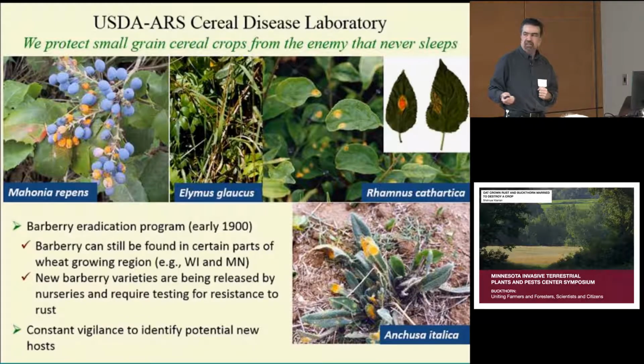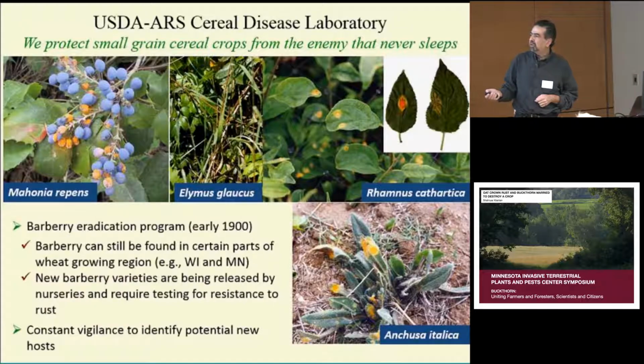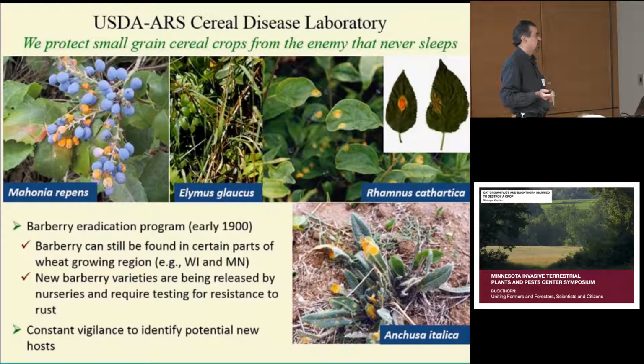It was effective. It removed lots of barberry, even though some can still be found in the southern part of Minnesota and northern part of Wisconsin, closer to the Minnesota border, around the wheat fields. So there is still some barberry that can get infected with stem rust, cause variability, and infect the crops as it grows. All the new barberry varieties that are released by nurseries have to be tested to make sure that they are resistant to stem rust. And we have a scientist in our unit, Dr. Eugene, whose group has, as one of the components of their project, to test all of the barberries that are going to be released in the US. But there are multiple alternate hosts.